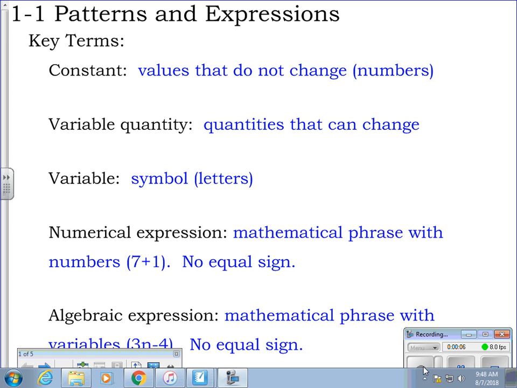Section 1.1, patterns and expressions. A constant is a value that does not change, such as numbers. You can use letters for constants. If you've done science, there are certain scientific constants.